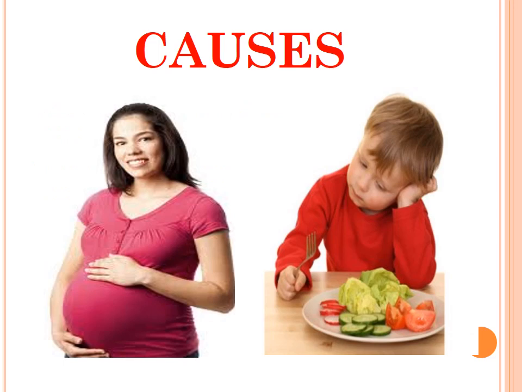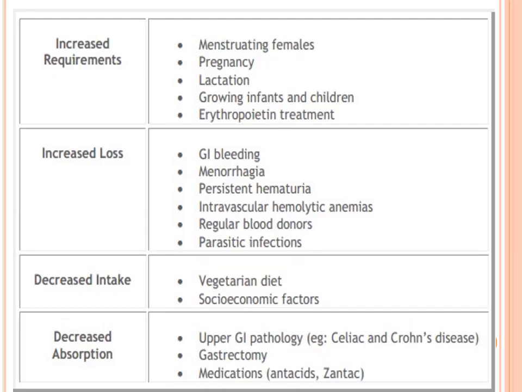Now what are the causes of anemia? First of all, there is increased requirements. What is included in this? Menstruating females, pregnancy, lactation, growing infants and children, erythropoietin treatment. Second is increased loss: GI bleeding, menorrhagia, persistent hematuria, intravascular hemolytic anemias, regular blood donors, parasitic infection. Third is decreased intake: vegetarian diet, socioeconomic factors.